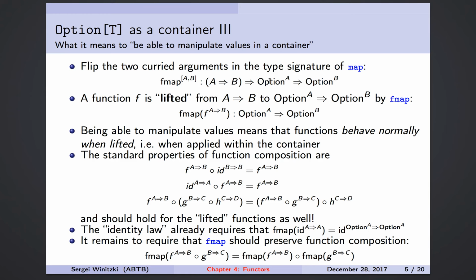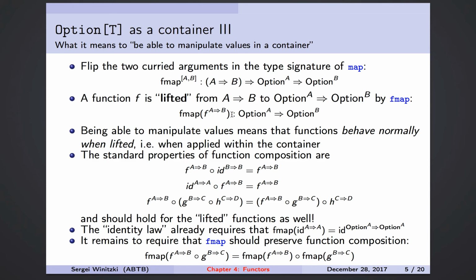But it's easier to reason about this function if you flip the arguments, because then it looks like a function from a to b into a function from option a to option b. So this looks like lifting a function from a to b to option a to option b. So from one kind of function space to another kind of function space, you're lifting the function. So that's much more visually clear what this function Fmap does.